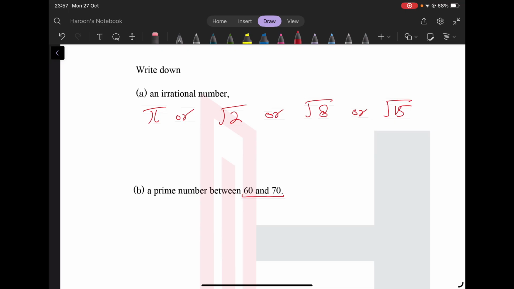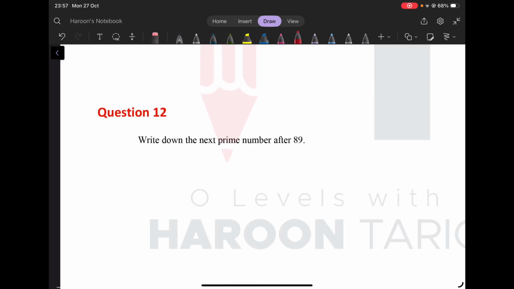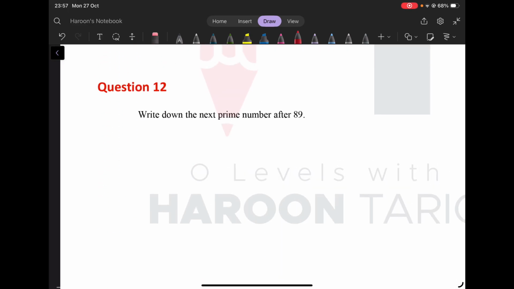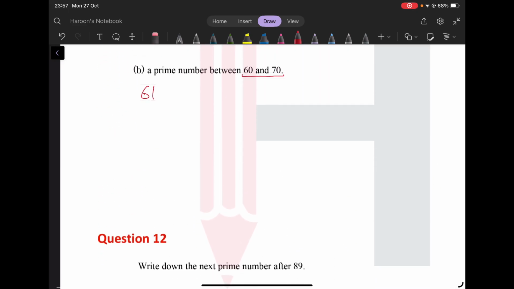A prime number between 61 and 70. 61, yes, 61 is a prime number. So you can write it, it only has two factors, so 61 is a possible answer. I think 67 would be a possible answer as well, so just write one.